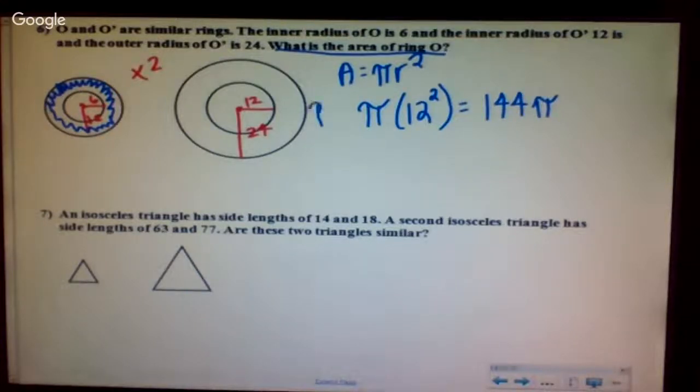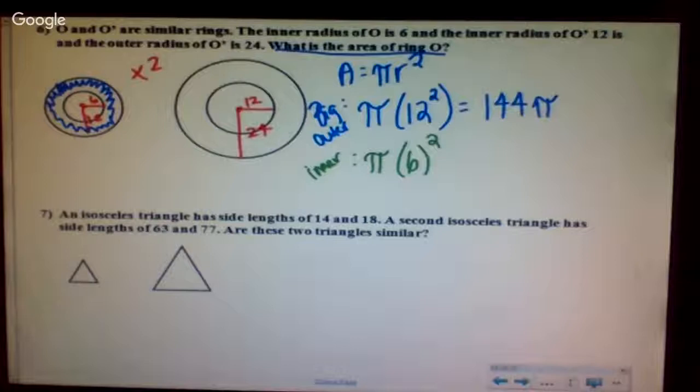This is your big or your outer, however you want to denote it. Okay, we need to do the inner. So this is 36 pi. The big one minus the little one gives me the shaded region. So my shaded region is 108 pi. 108 pi.